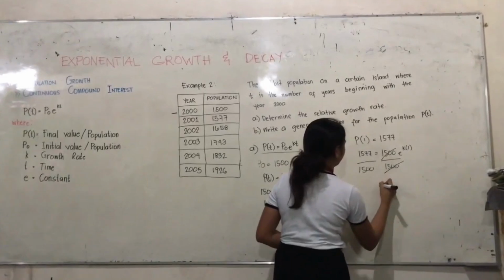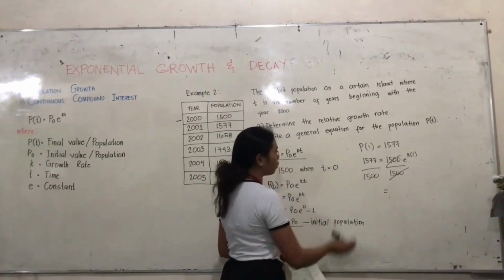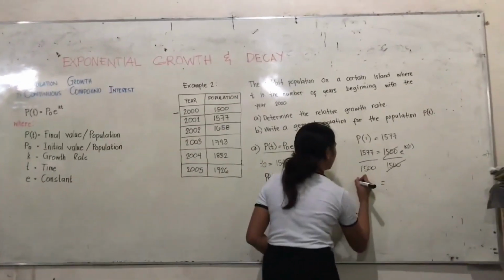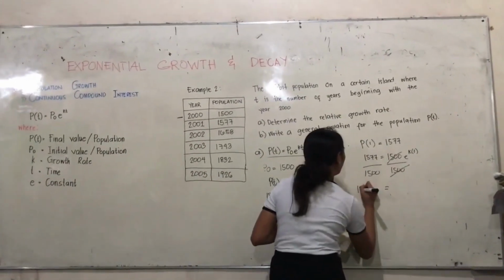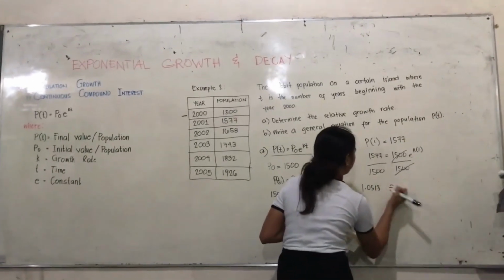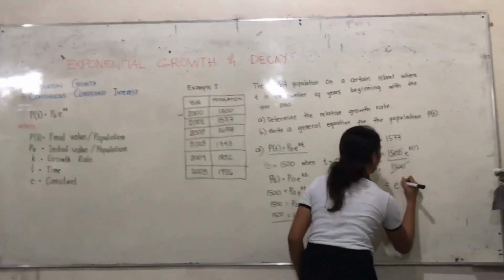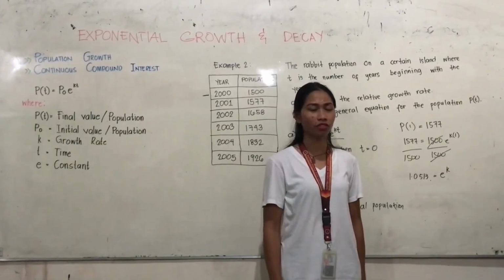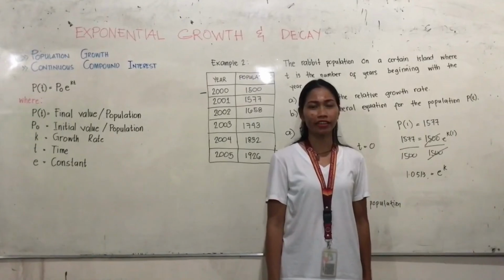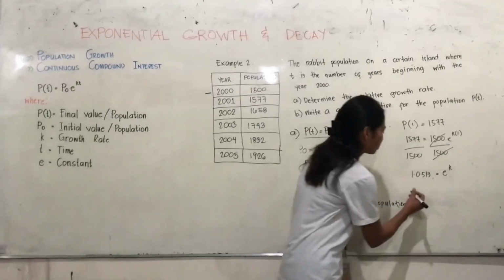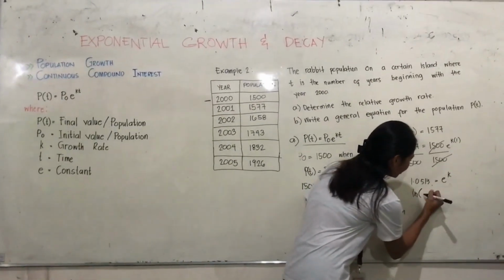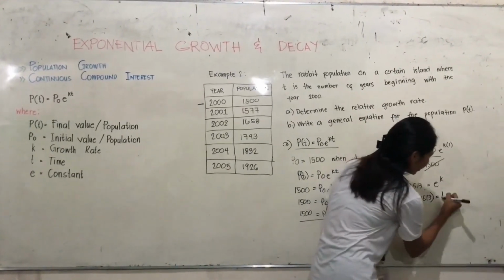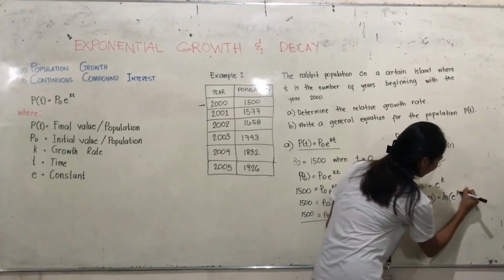Cancel. We have here 1,577 divided by 1,500 is equal to 1.0513 equals e to the K. To solve for K, we need to take the natural log of both sides. ln 1.0513 is equal to ln e raised to the power of K.